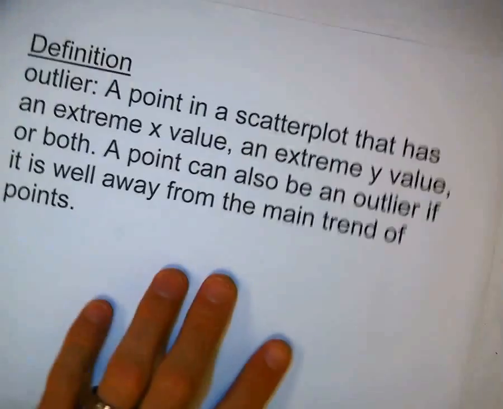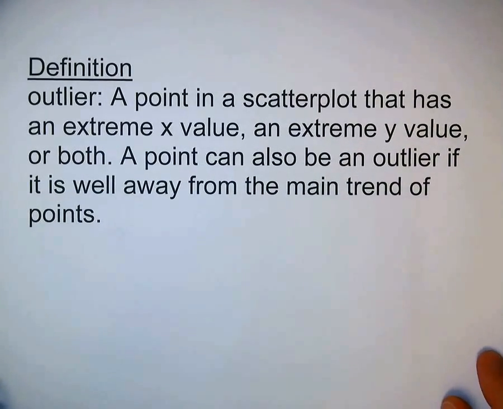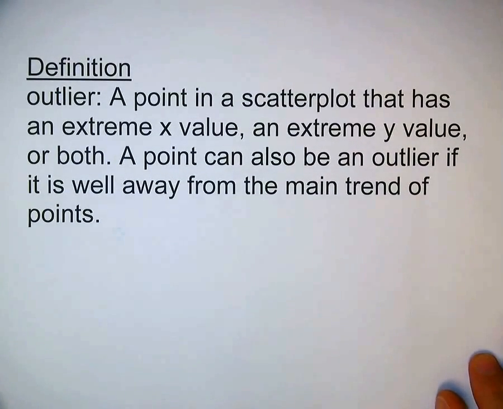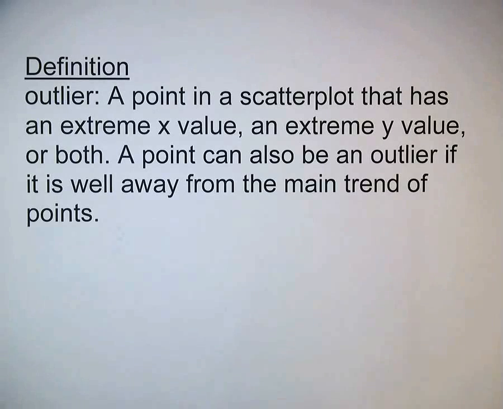Okay, so let's start with the definition of an outlier. And this is an outlier for bivariate data. So it's a little different than the outliers that we've talked about for univariate data. Pretty similar though still.